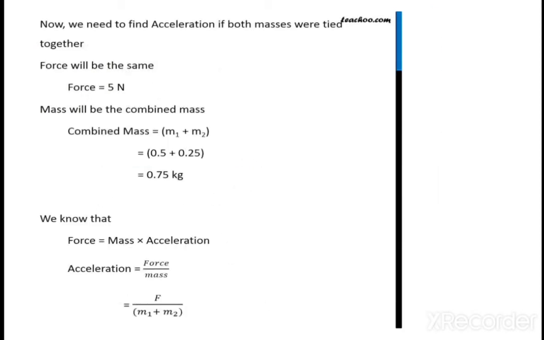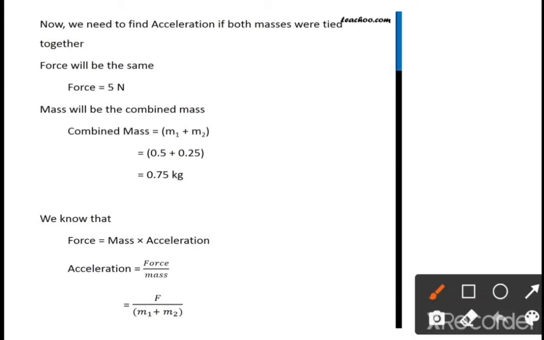So now we need to find the acceleration if both the masses were tied together. You have to calculate the acceleration if both the masses were tied together. But the force is the same. Force is 5 Newton. The combined mass is m1 plus m2, 0.5 for m1, 0.25 for m2. When we add 0.5 plus 0.25, we get 0.75 kilogram. So from this we can calculate the acceleration. Force equal to mass into acceleration.